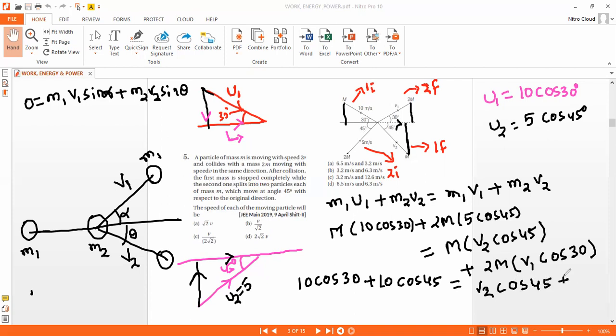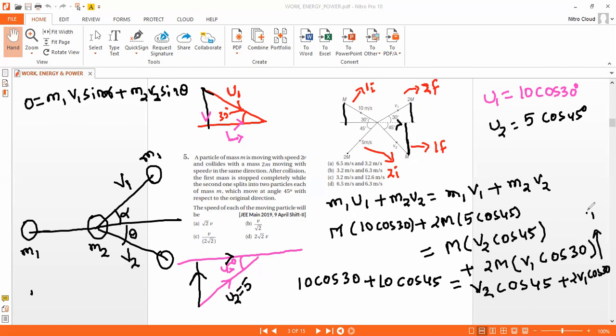So it is M v2 cos 45 plus 2m v1 cos 30. Okay, called equation 1. By using this one, I can find the relation between v2 and v1.